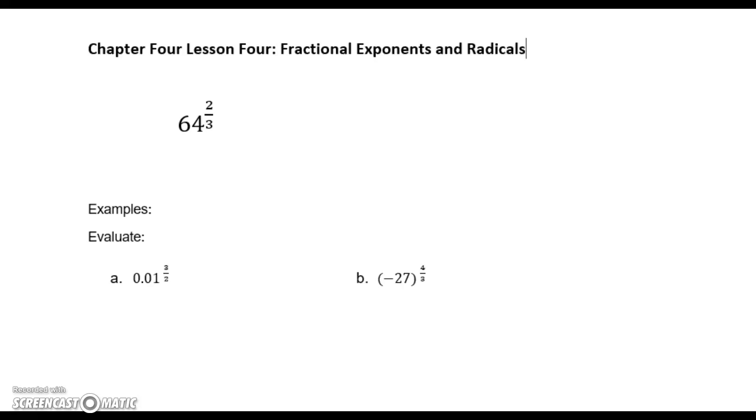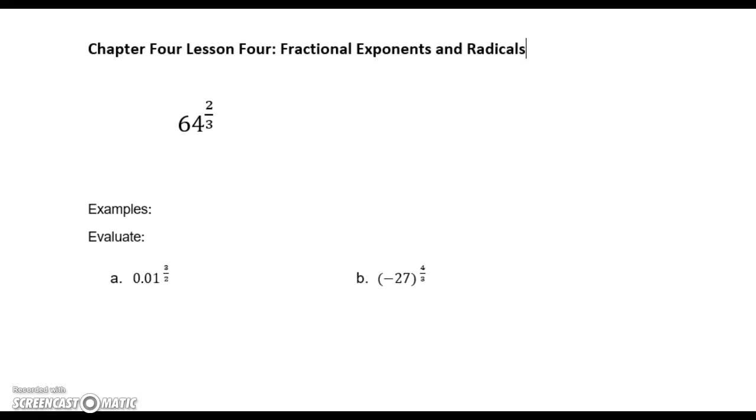In this video, we're going to look at Lesson 4 from Chapter 4, which is talking about fractional exponents and radicals. So in our previous video, we looked at what happens when we have a fraction in our exponent when our numerator is 1. So in this video here, we're going to look at what happens when your numerator is not 1.